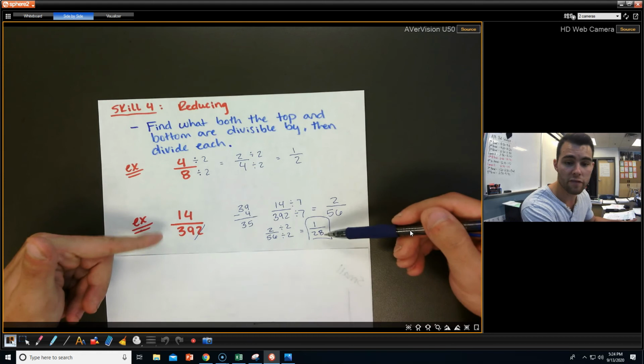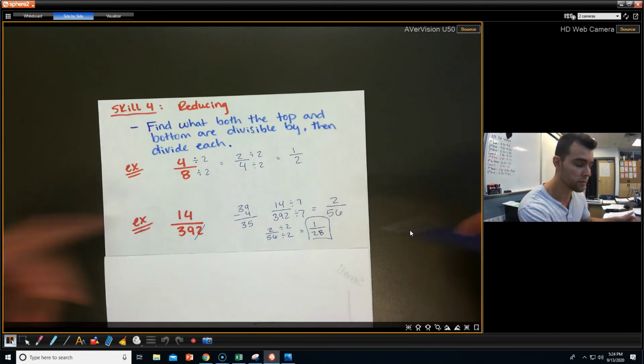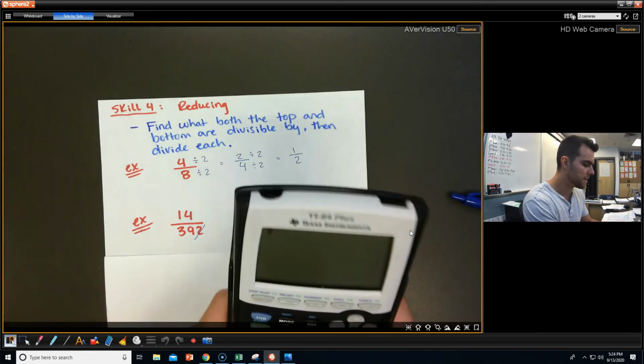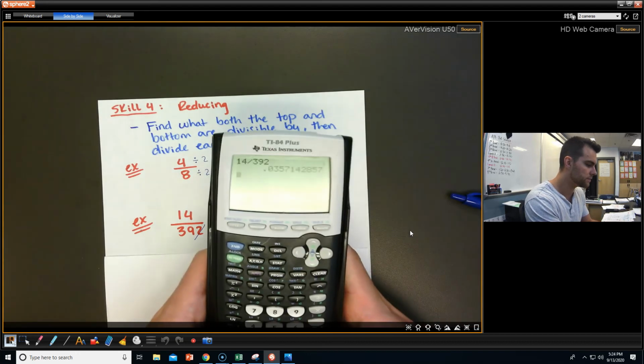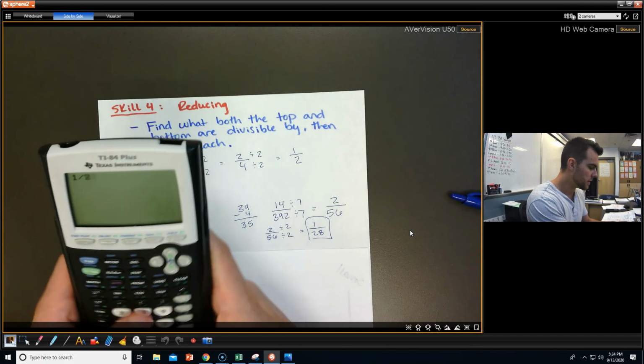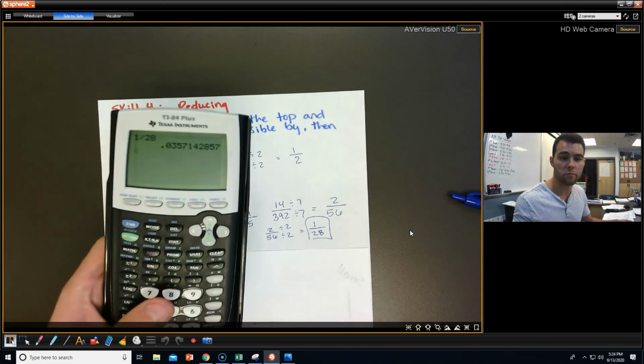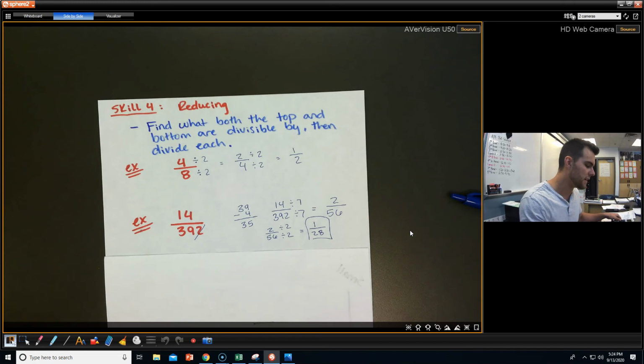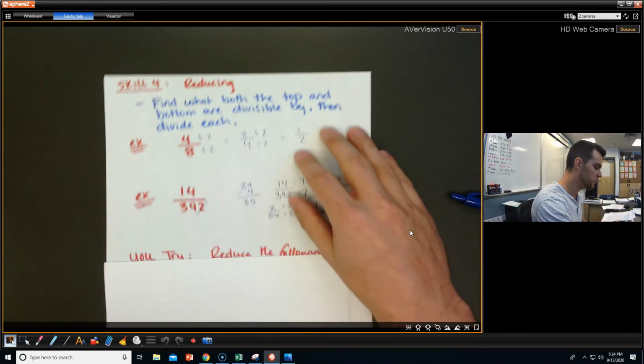They are the same fraction in terms of value. That means if I do 14 divided by 392, I get that decimal. But if I do 1 divided by 28, I get the same decimal back. They are the same value. They are just written differently in a more simplified form.